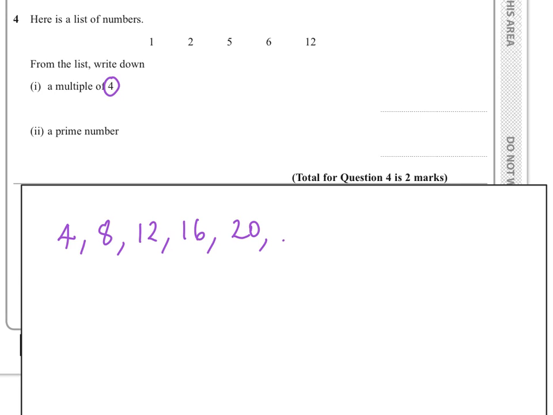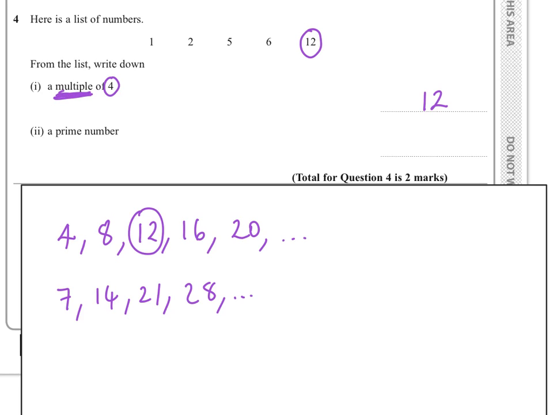So there we go, there's the 4 times table, and what can we see from there? Well, we can see that 12 appears in that list. So 12 will be a multiple of 4. If you want a multiple of 7, for example, that would just be the 7 times table, and so on. So that's the key word multiple.